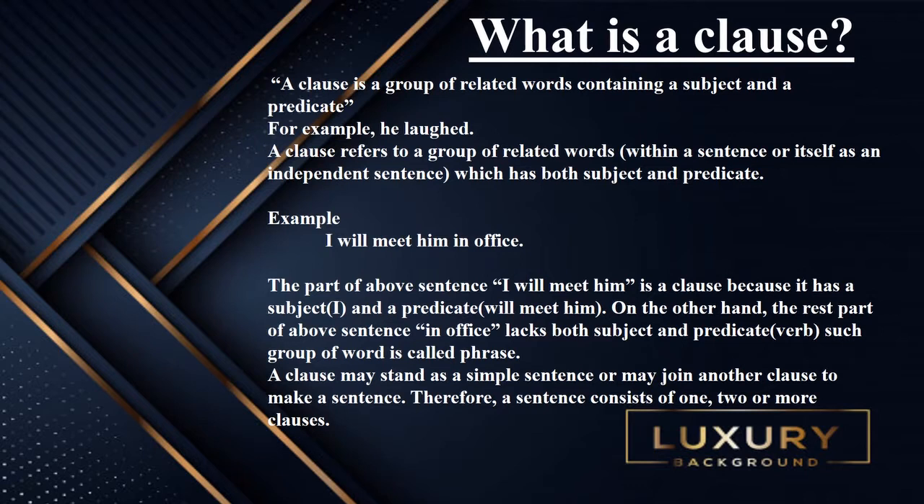The part of the above sentence, I will meet him, is a clause because it has a subject, I, and a predicate, will meet him. On the other hand, the rest of the above sentence, in office, lacks both subject and predicate verbs. Such a group of words is called a phrase. A clause may stand as a simple sentence or may join another clause to make a sentence. Therefore, a sentence consists of one, two or more clauses.